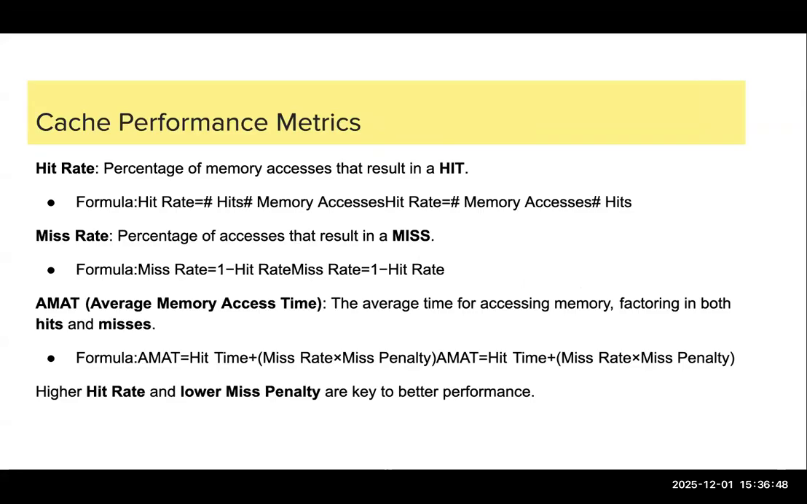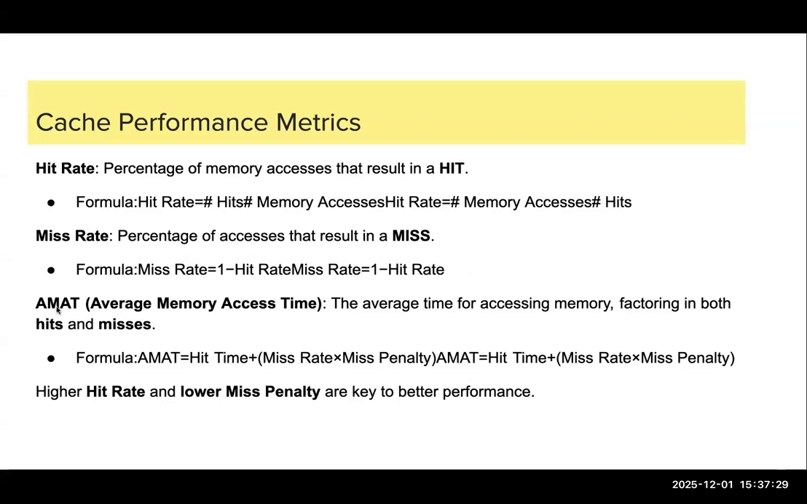Now, cache performance metrics. Hit rate is the percentage of memory accesses that result in a hit. This tells us how effective a cache is, and the formula is right here. Hit rate equals the number of hits divided by the number of memory accesses. And miss rate is the percentage of accesses that result in a miss, which is the same as 1 minus hit rate. In these slides, I think the formula is repeated, so please don't get confused by that. Just see where it starts repeating, and avoid that.